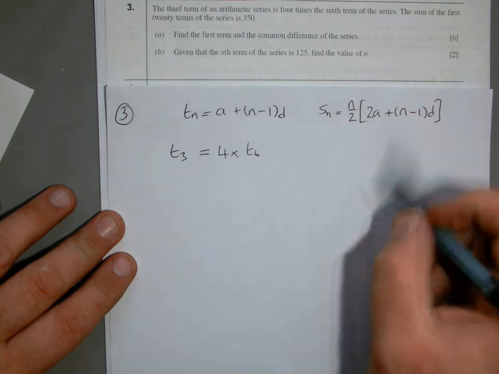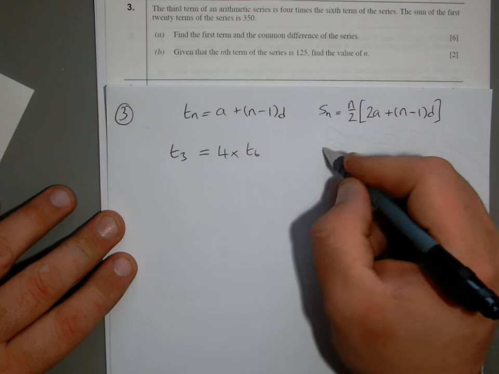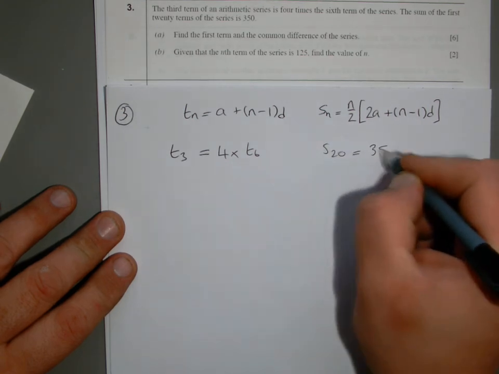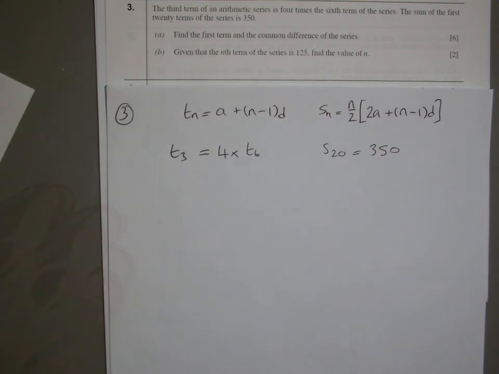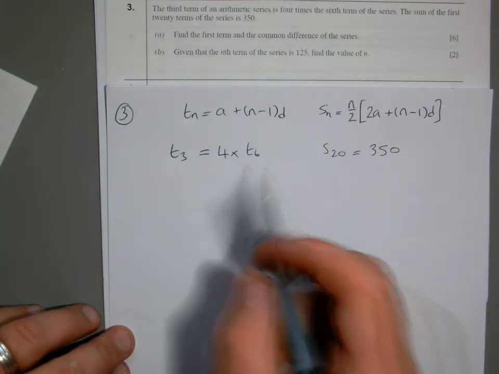Okay? And then the sum of the first 20 terms. Because it's 20 terms, obviously we're going to use this S formula then. Sum of the first 20 terms is 350. So let's see if we can come up with two equations here now which we can solve simultaneously. Okay, and we can get the first term then and the common difference.